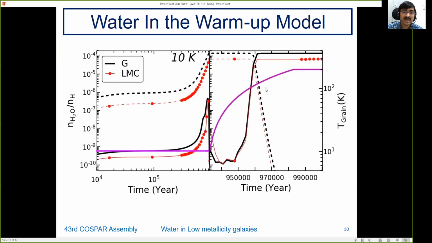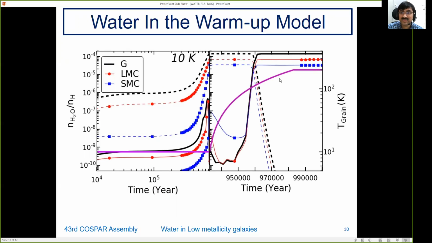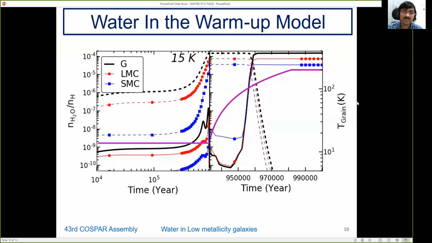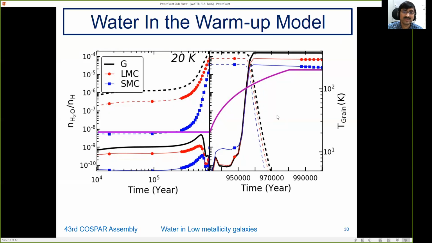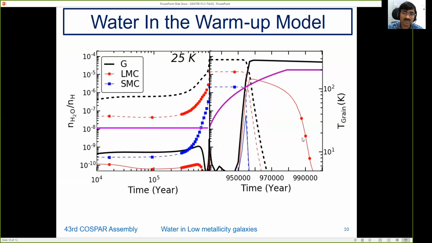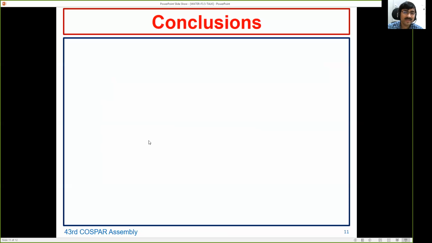Similarly, if we compare the LMC and SMC values for the warm-up model, we can see that the ratio is close to the elemental ratio of oxygen. Now if you increase the temperature up to around 20 Kelvin, there is not much of a difference, but after that it starts to go down. By 25 Kelvin, it is lower by a factor of 2 or even more. Once again we found the same trend: if we have a higher initial dust temperature, the water production goes down. So now finally I will conclude.